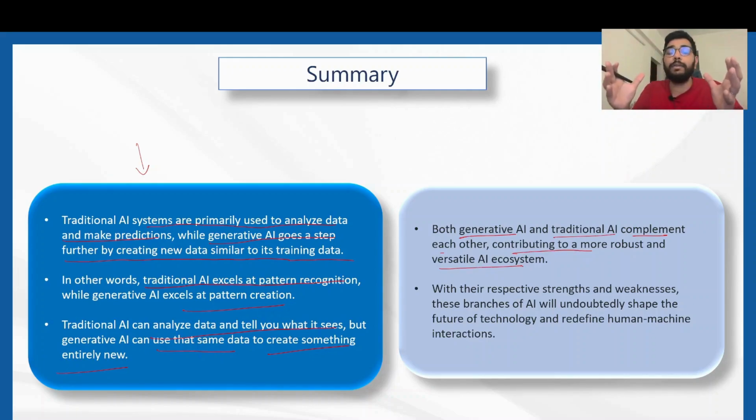So we have a whole AI ecosystem superset, of which these two are the branches, that is traditional AI and generative AI. Both of them have a separate task base and none of them is superior to the other one. Both have their own tasks. One has rule based tasks, that is classification, reinforcement learning, gaming, virtual assistants. The other one has the task of novel creative content creation. So both of them, with their respective strengths and weaknesses, will undoubtedly shape the future of technology and redefine human interactions. So this is the overall differentiation between traditional versus generative AI.